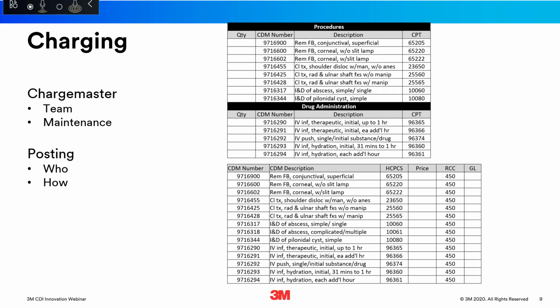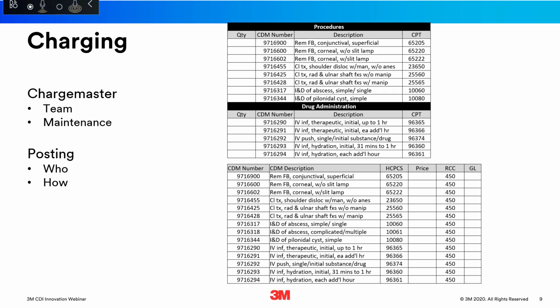So if you're outsourcing your charging and coding for ED, and this coder gets a case where she needs to report 10061, what is her course of action in that case? If she doesn't know what to do, she may just assign 10060 because it's the next closest thing. She may not report anything at all.